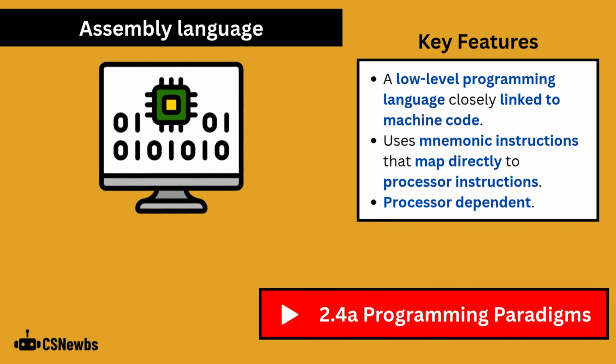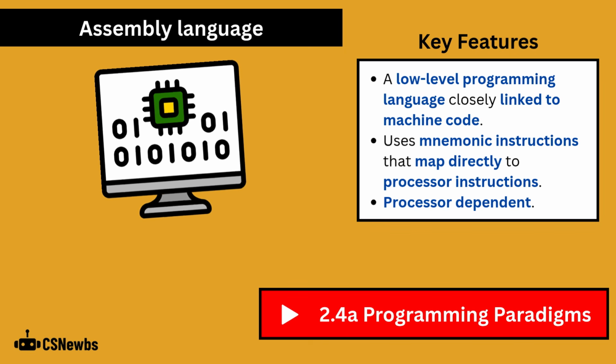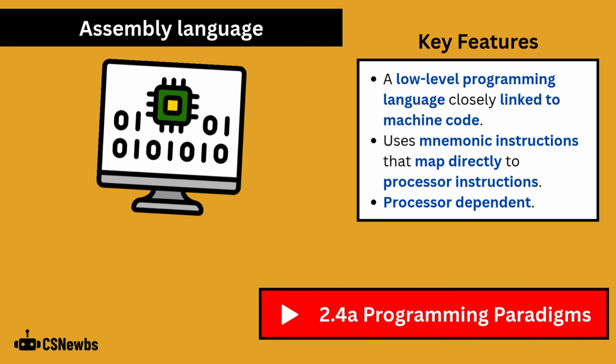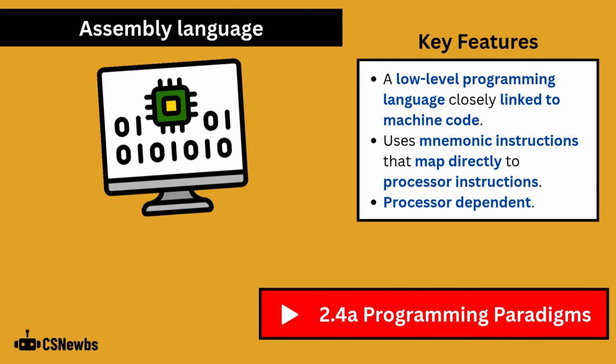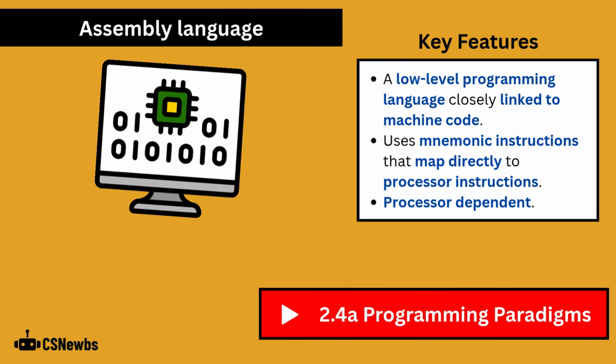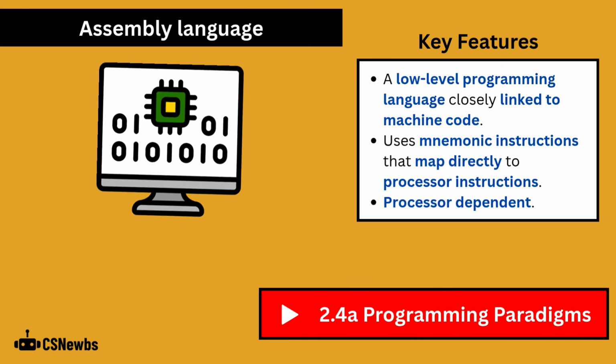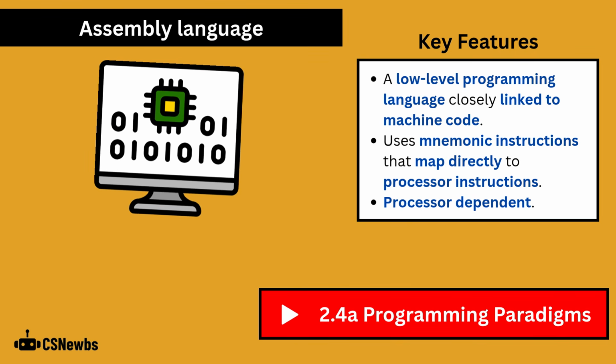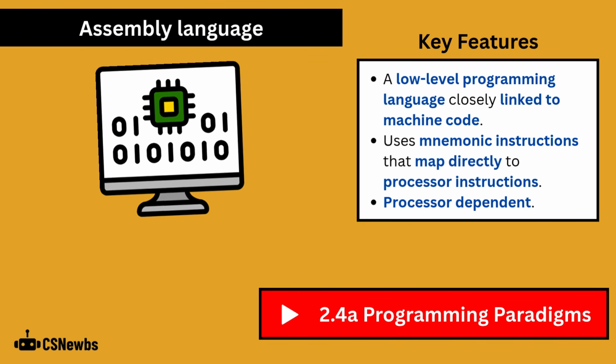Little Man Computer, that we will look at in this video, is a simplified form of assembly language. Look back at the 2.4a Programming Paradigms video for its advantages and disadvantages. But to briefly recap, assembly language is a low-level programming language closely linked to machine code that uses mnemonic instructions directly mapped to processor instructions, and it is processor dependent.